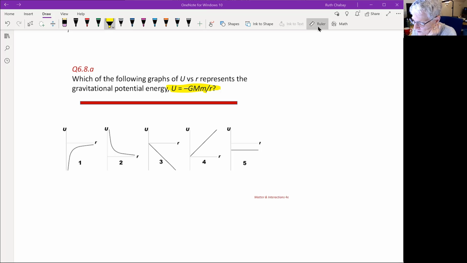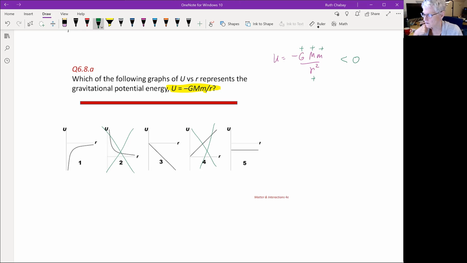So first of all, let's just look at this expression. U is minus GMm over R squared. G is a positive number. The mass of something is a positive number. The distance between two things is a positive number. So all of those quantities are positive, and the negative sign must mean that this quantity is always less than 0. So that means it can't be 2, which is greater than 0, and it can't be 4, which is greater than 0.